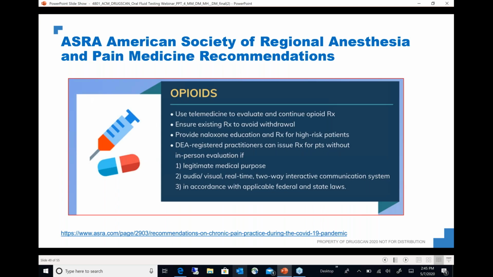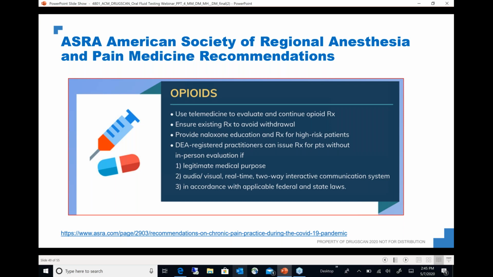Another organization, ASRA, the American Society of Regional Anesthesia and Pain Medicine, also has recommendations during the COVID-19 crisis. They're recommending telemedicine to evaluate and continue opioid prescriptions. They want to ensure that individuals continue to get their prescriptions to avoid withdrawal. They have to provide naloxone education and a prescription for naloxone for high-risk patients.